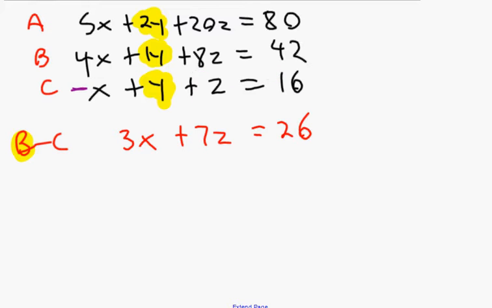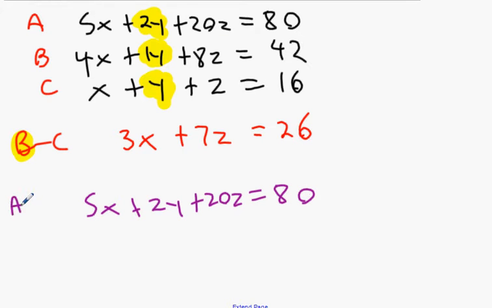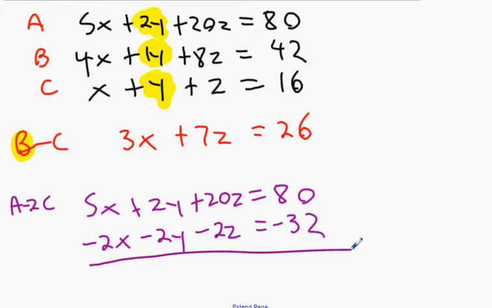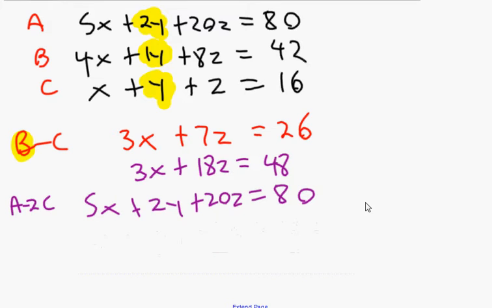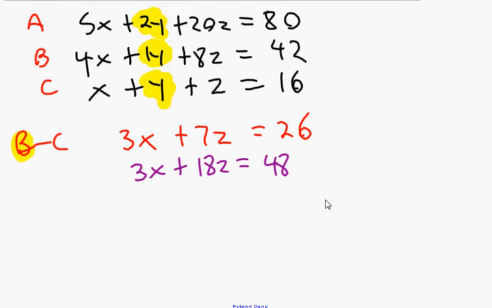Okay? Now, what's going to happen next is I'm going to do A, which is 5x plus 2y plus 20z equals 80. Underneath that, I'm going to do minus 2C. 2 times C is minus 2x minus 2y minus 2z minus 32. What's next? 3x plus... equals 48. Now, quite conveniently, they're both actually 3x's, aren't they? So what can I do next? Multiply one of them by minus 1. And that will be all I need really. So I'll multiply the top one by minus 1.